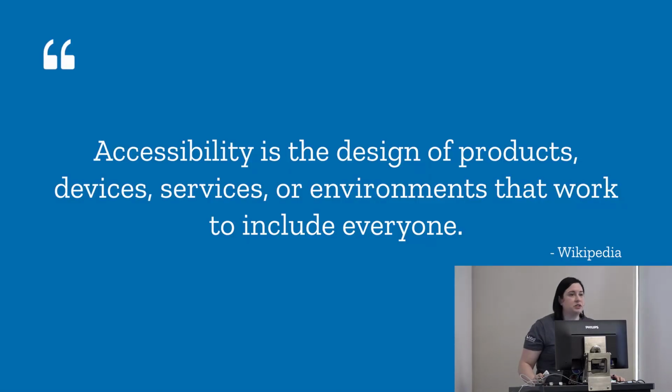So you might have heard the term accessibility and understood it as enabling permanently disabled folks to access technology. But it actually has a much broader scope. So according to Wikipedia, the source of all truth, right? Accessibility is the design of products, devices, services, and environments that work to include everyone. But everyone also includes folks that have temporal or situational impairments, such as a broken arm, or if they're carrying something heavy. And age-related conditions also fall within the scope of accessibility.